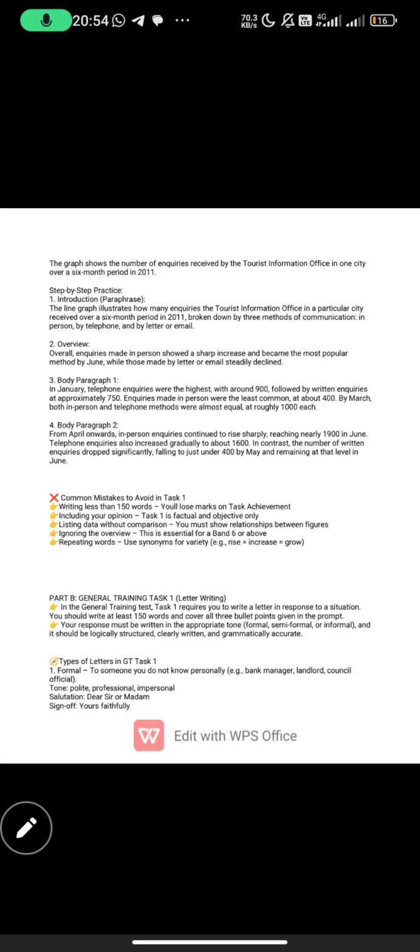Now, please take note of the formal letter. It's very important. Your salutation is dear sir or madam, then your introduction, which is your opening statement that states exactly the purpose for your writing. For example, I'm writing to complain about my stay. That's the opening statement. One sentence is okay. Remember, 150 words. You don't have to be bulky and verbose. Your sign off is yours faithfully.